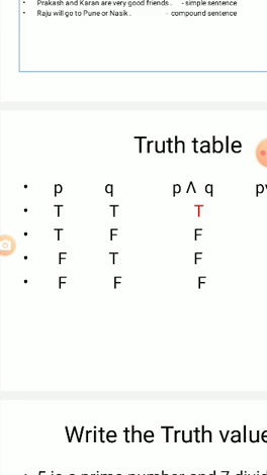Now P and Q. Now you can guess what is P and Q. P and Q means P and Q both. P conjunction Q means P and Q both occur. So it is obvious that when P is true, Q is true, P and Q is true. And when one of P and Q is T and the other is F, the truth value of P and Q is always F. So when both are T, the value is T, otherwise it is F.